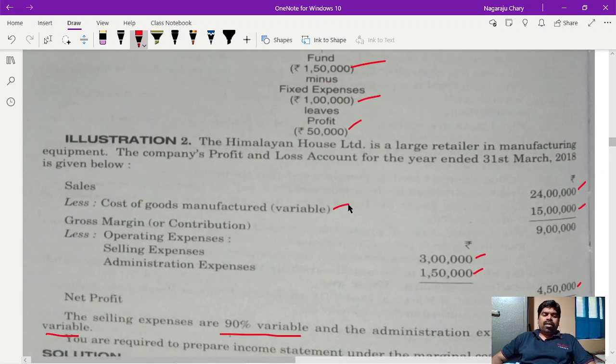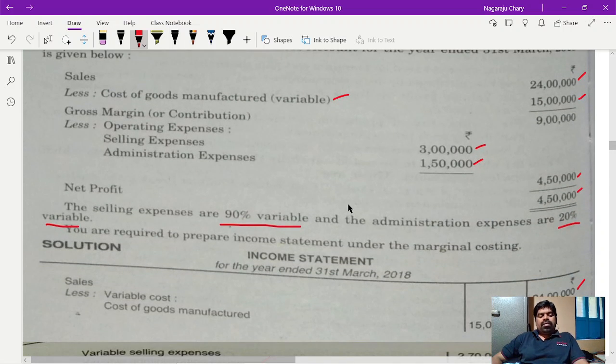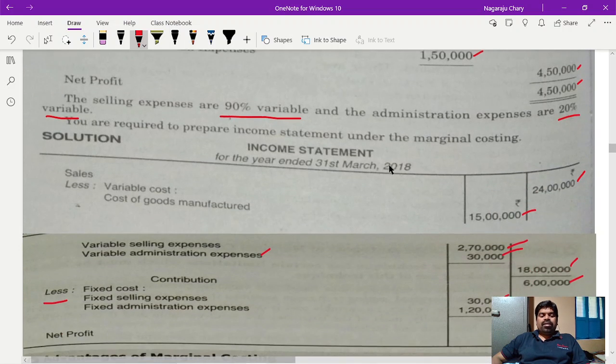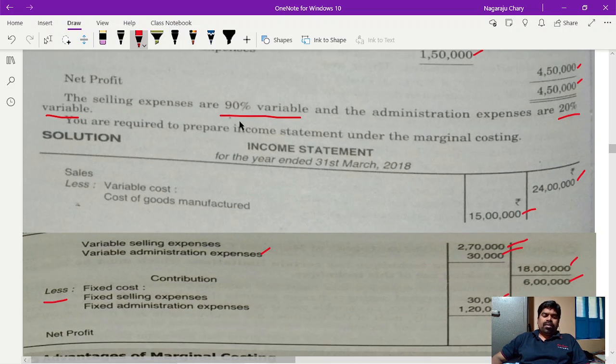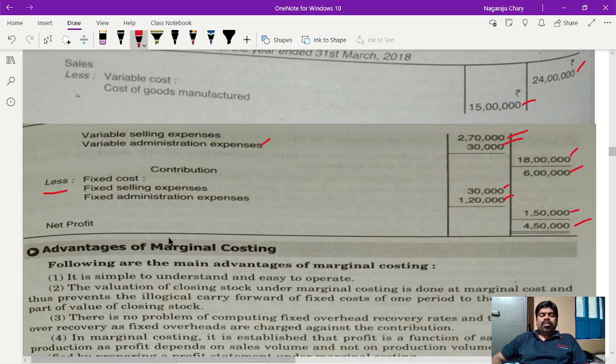So you see under this method, fixed cost and variable cost are to be segregated. Fixed cost and variable cost are not considered as a single cost, whereas we considered a single cost in the absorption method. Here we are not considering that. This segregation is most important. What the variable expenses are and what the fixed expenses are has to be segregated while calculating marginal costing. So under this method, the income statement is prepared like this.